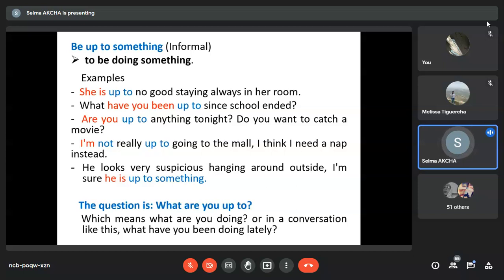Last example: he looks very suspicious. He looks very suspicious, hanging around outside. I'm sure he is up to something. I'm sure he is doing something.